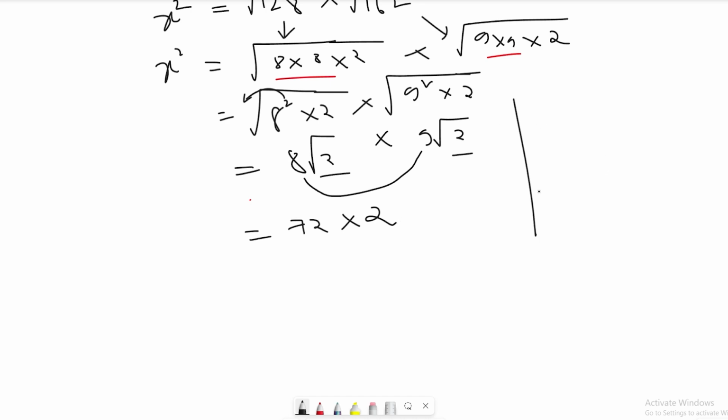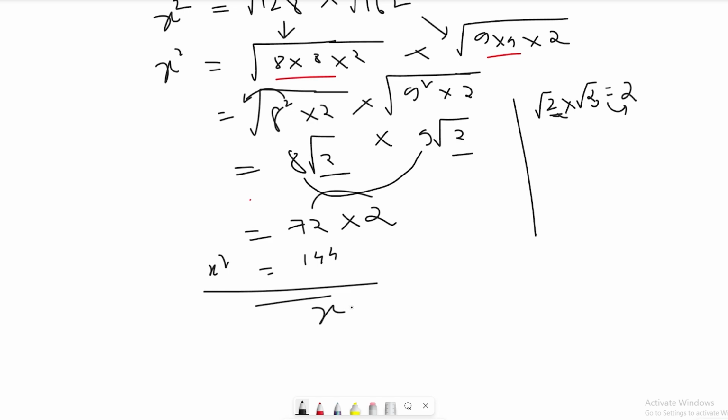So if you multiply root 2 with root 2, no matter what number it is inside, 3, 4, 5, 6, anything, if it is such a multiplication, then the root cancels out and the normal number that is inside the root comes out. Okay. So 72 into 2 is nothing but 144. See, 2 into 2 is 4, 7 2s are 14, 144. So x square becomes 144.